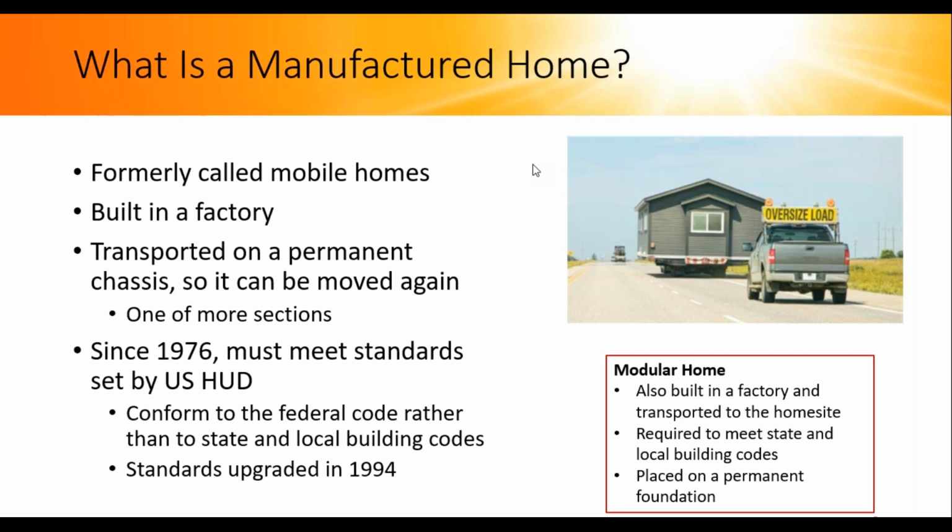The HUD standards were upgraded in 1994, and we could therefore roughly divide the manufactured homes that are out there in the landscape into three eras: those from before 1976, those from 1976 to 1994, and those that have been built and shipped to market since 1994.